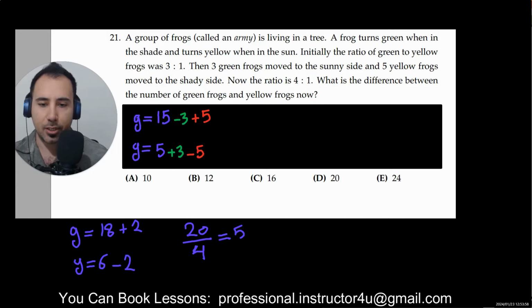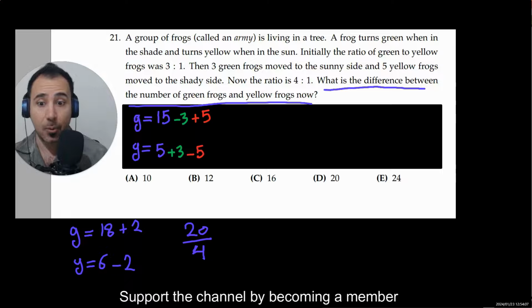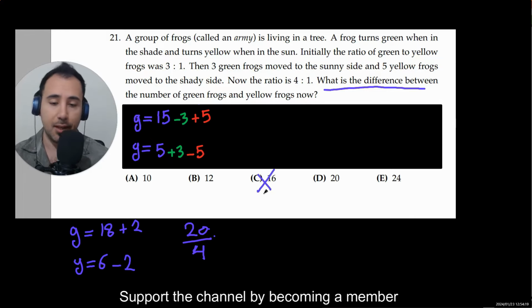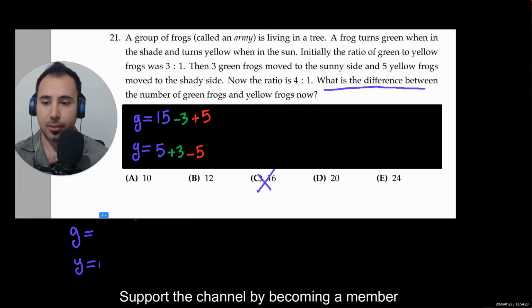But here, if I subtract these 2 values, because the question said, what is the difference between the number of green frogs and yellow frogs now? Green frogs now are 20. Yellow frogs now are 4. So 20 minus 4 is 16. Okay, this was not the answer. So 16 is also a good process. Let's repeat the same process.